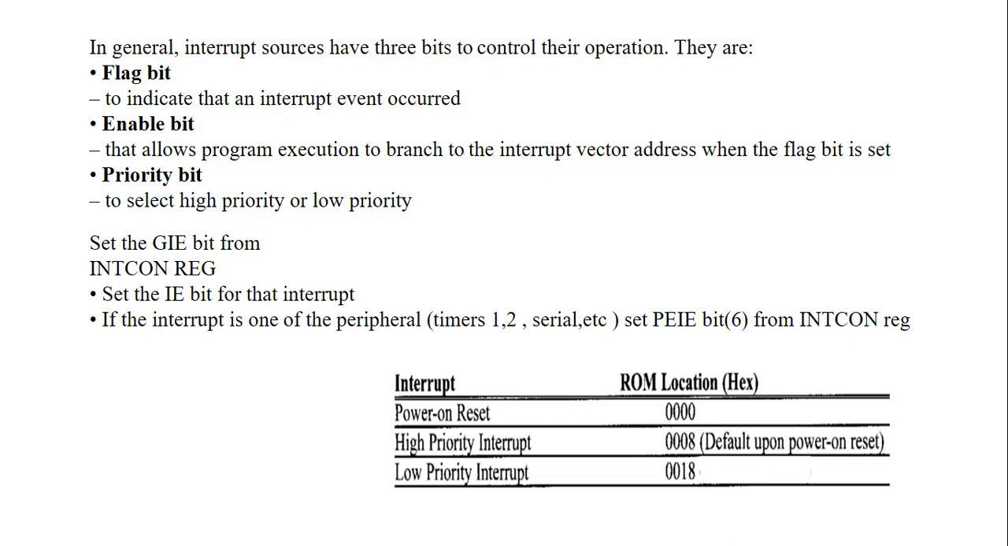So when the interrupt occurs, the 3 bits are affected. For that, 3 registers are assigned in SFRs. The flag bit indicates that the interrupt event has occurred, the enable bit allows the program execution to branch to the interrupt vector address when the flag bit is set, and the priority bit.